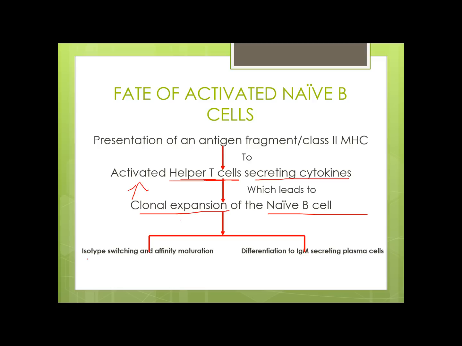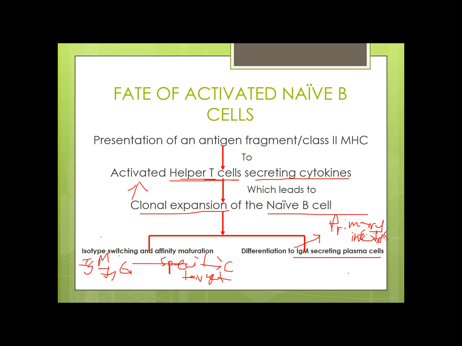And sa pagdami niyan, it could either isotype switch. So, pwede na siyang maging IgM, IgG, and so on. Depende sa ano. And they would have affinity maturation. So, they would have only a specific target. Or another possibility, pwede lang siya maging IgM secreting plasma cell. And this is seen class in primary infections. So, meaning first time niyang na-encounter. So, pag first time niyang na-encounter, pwede siyang maging IgM secreting plasma cell.